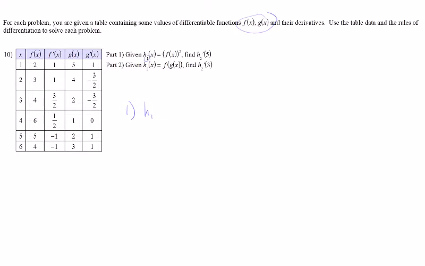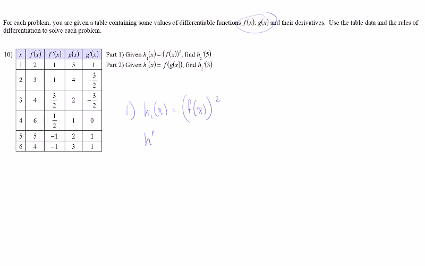this little 1 right here doesn't mean anything. It just differentiates between these two values. This is the first h function, this is the second h function. That's all that's saying. So h of x is f of x quantity squared, right? So if I'm going to find h primed at 5, I first need to find h primed of x.